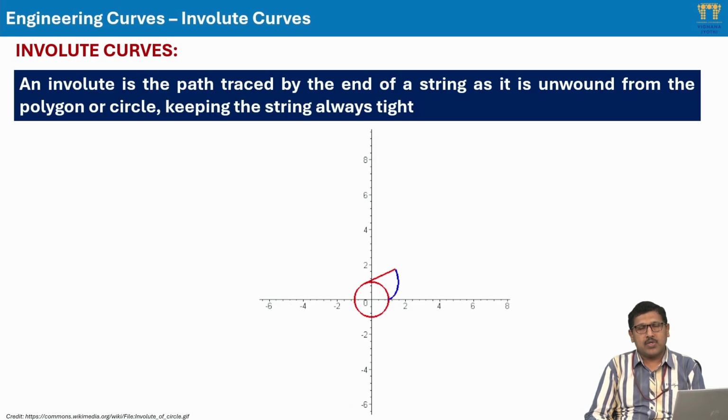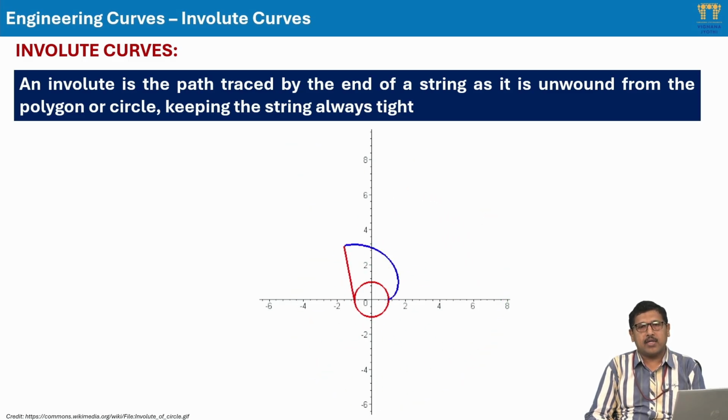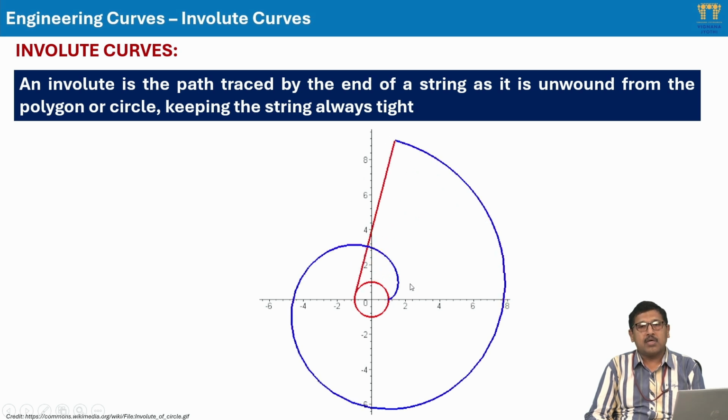So what we try to do is, we try to unwind this string or thread slowly such that it is always kept tight. One end of the string will be attached to the circle and the other end will be free to move. When we start unwinding the free end of the string, it will trace a path, and that path is called an involute. And it is evident from this animation.